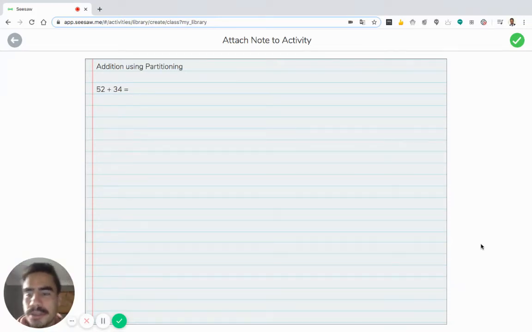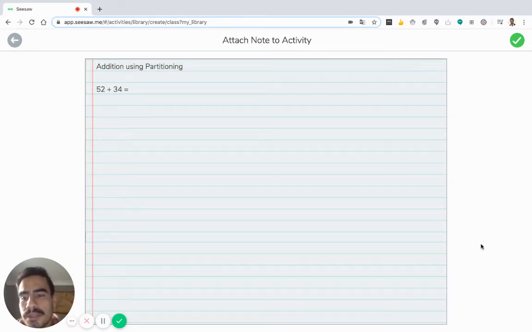I'm here to show you an example of how to do this activity. Remember that last week we started practicing partitioning. So you break numbers into tens and units, and I told you that you could use this technique to help you doing addition and subtraction.